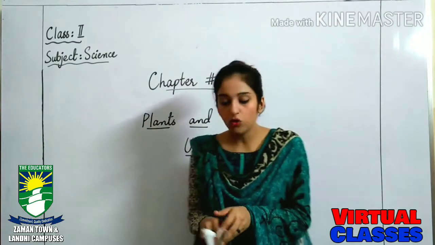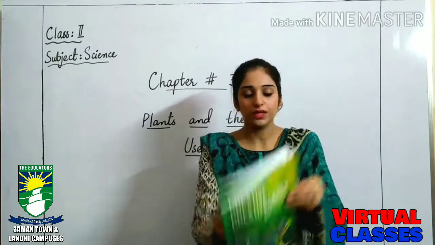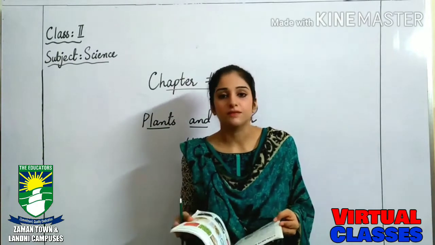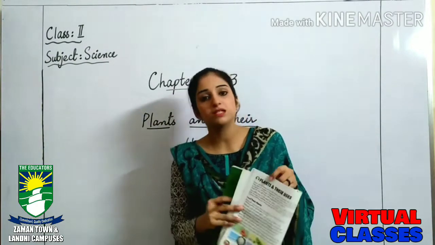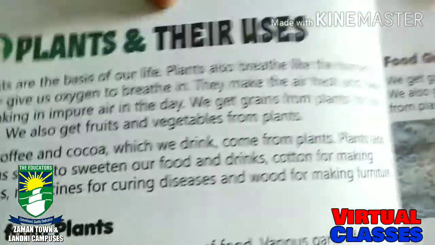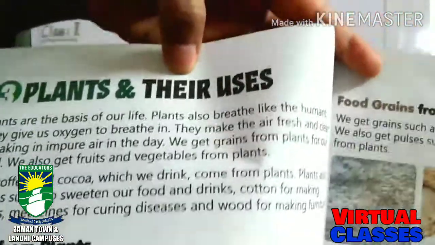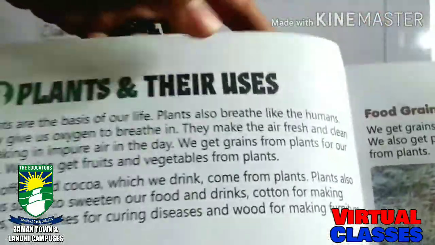Now, first of all, open your science book. This is your science book. You will have to open page number 16. Let's start the reading. Plants and their uses. Open page number 16 and look at this book.